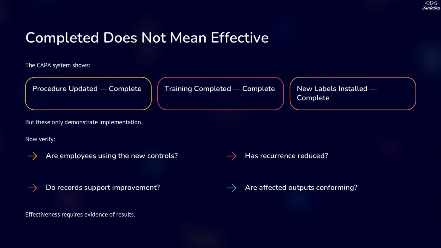Completing procedures, training, and label installations doesn't mean effectiveness. Verify if employees use new controls, recurrence is reduced, and outputs conform.